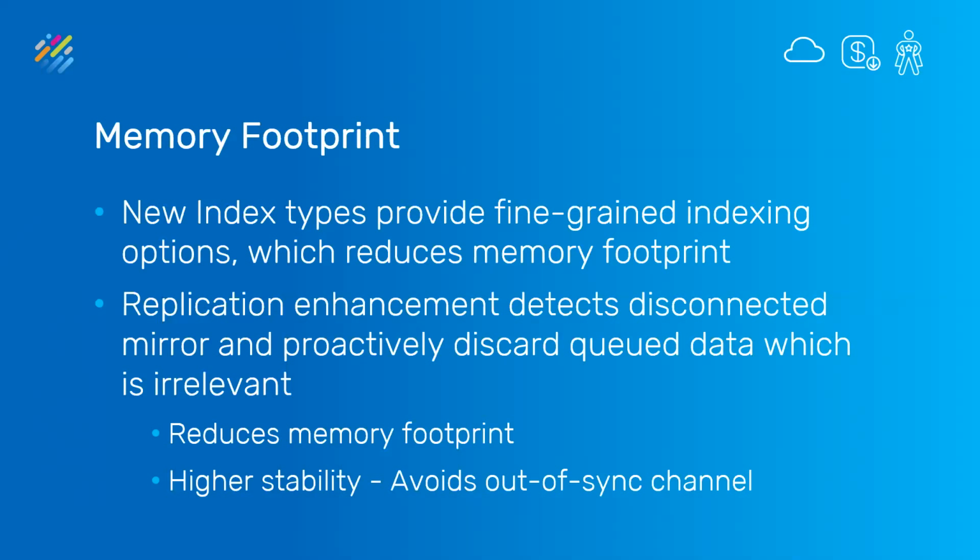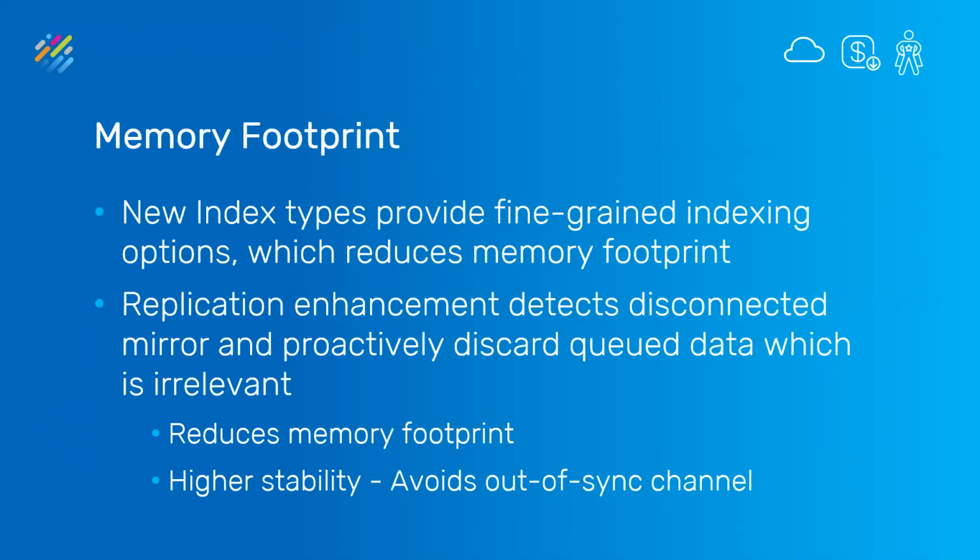So up to 12.3, that data was still kept in the redo log and was only discarded once the mirror was reconnected, which is a bit of a waste. So now we've enhanced the replication to periodically scan the redo log and discard that data proactively. So this gives us actually two benefits. One is that we reduce the memory footprint in the scenarios where the mirror becomes disconnected. We only retain the data that is actually relevant for the mirror and not all the data.